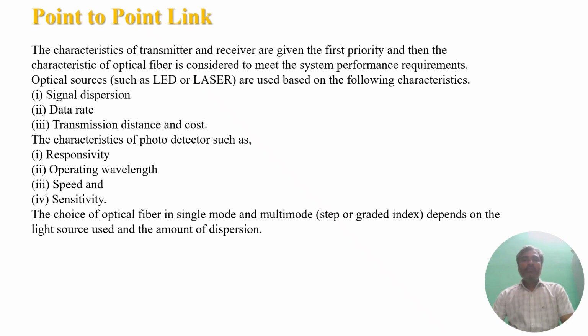Similarly, in the design of the receiver, a photodetector plays an important role. The choice of photodetector is based on the following parameters. One is responsivity, second one is operating wavelength, third one is speed and sensitivity. The transmitter and receiver can be connected with the help of optical fiber. Optical fiber can be a single mode fiber or multimode fiber. In the multimode fiber itself, there are two subclassifications: one is step index fiber and the other is graded index fiber. This choice is based on the amount of distance to be transmitted and dispersion.